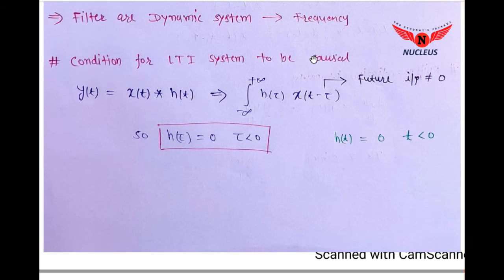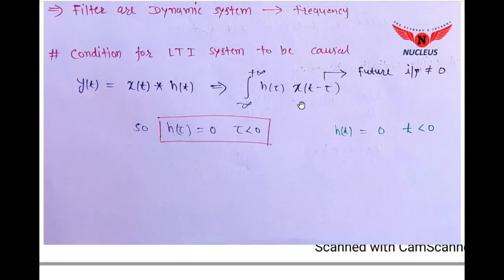Now we will discuss causality. The causality of this LTI system depends on this function. You can see x(t minus tau) is the future input, and this is not equal to 0. So we consider x(t minus tau) is causal. For causality, tau must be greater than t, or we can say this is a future input not equal to 0. This is the right shifting case, and for this reason we can say h(tau) equals 0 for t less than 0.